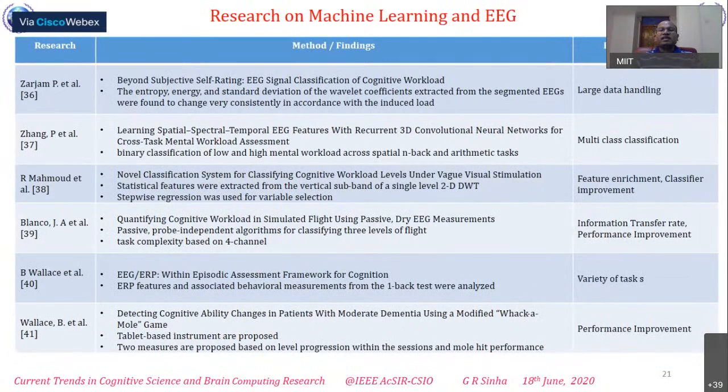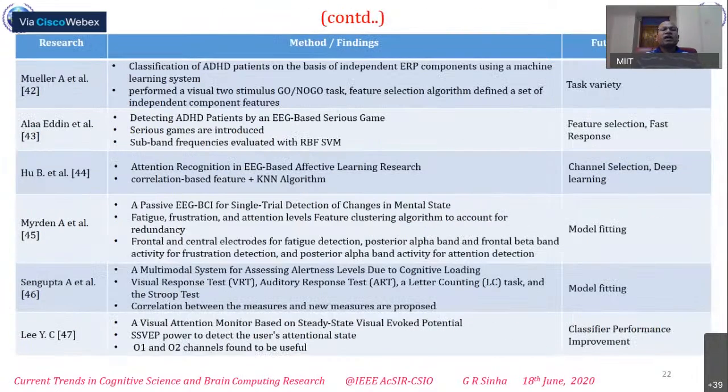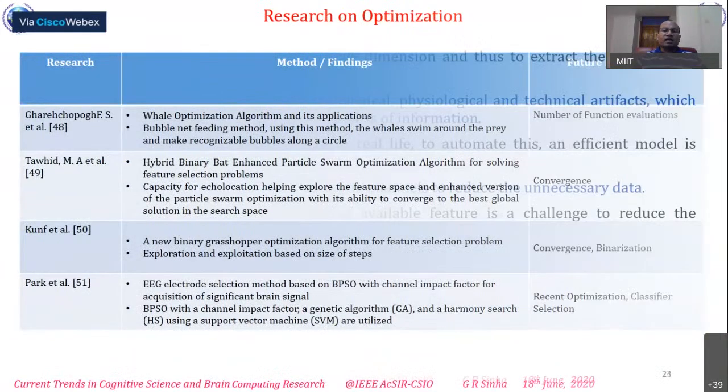Research on machine learning and EEG. The thing is that there is no particular method which can be used in a robust way in all different activities. So when we are interested in doing some research, we have to extensively study which machine learning method would be appropriate based on these research findings and limitations, and suitably choose one for our work. And then these are some more papers I included.